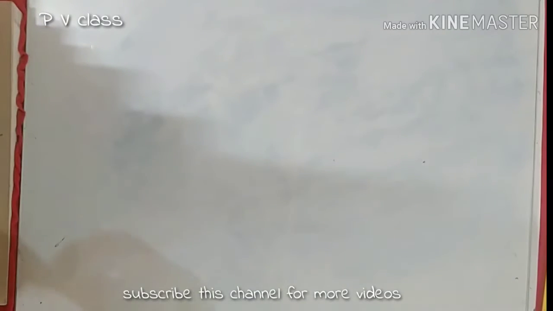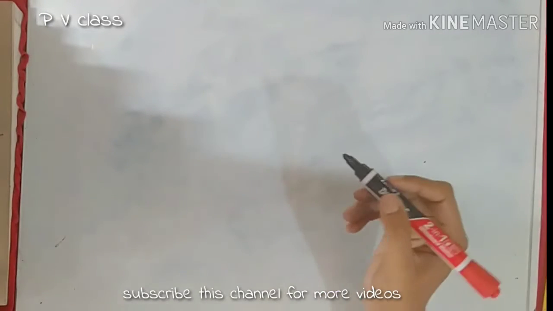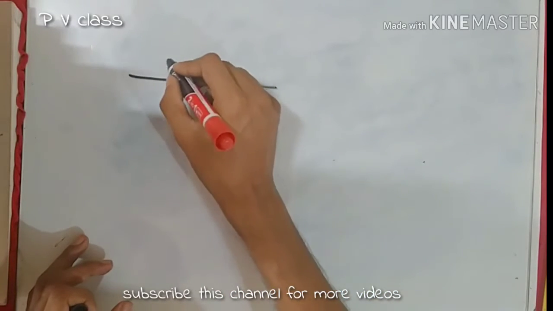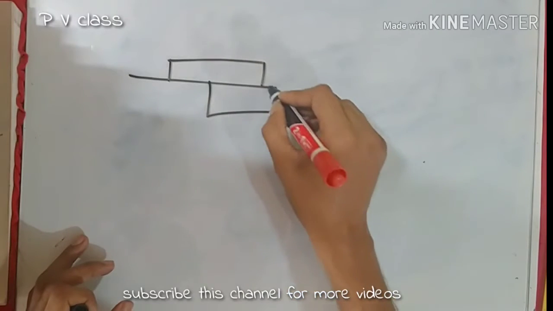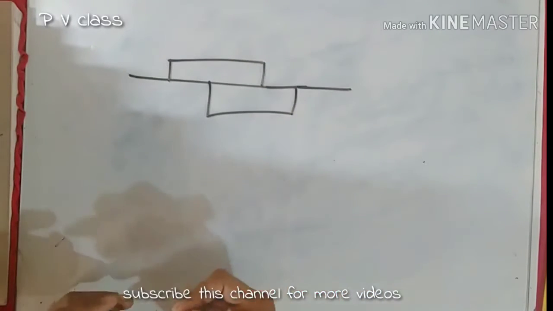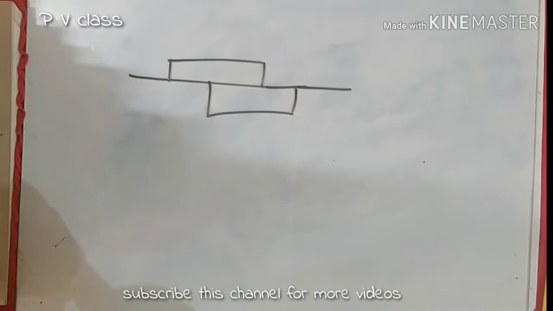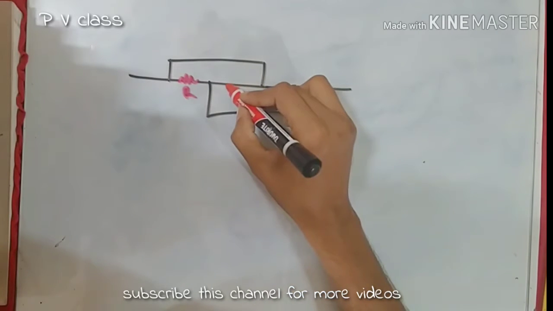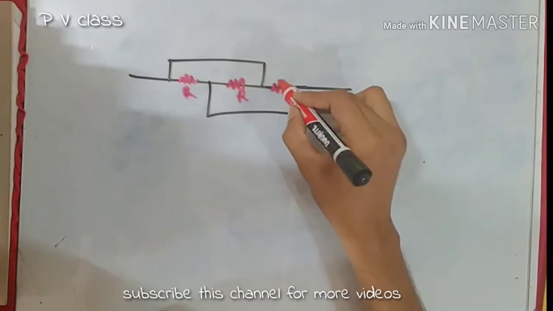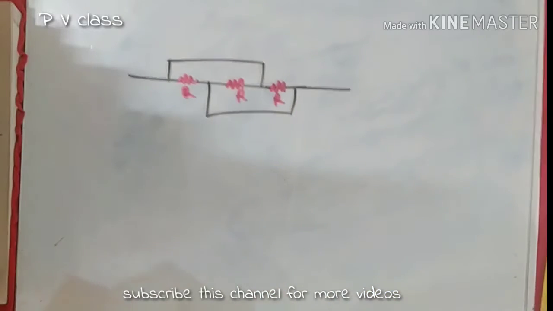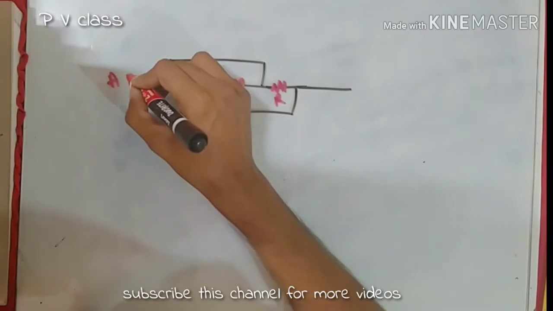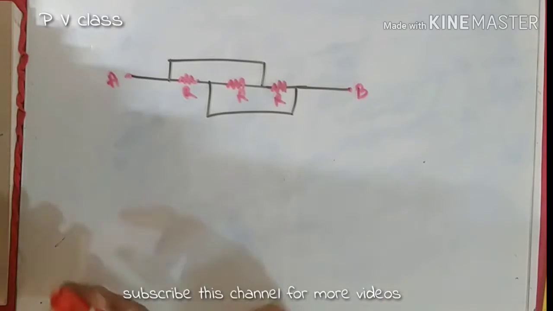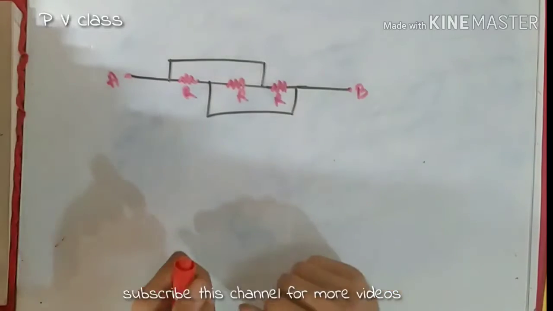Okay, now let's understand some tricky circuits. That is, if we are seeing a circuit like this, not like this, let me draw the resistors also. If we are having a circuit like this, which is having one resistor R over here, another resistor R over here, and the third resistor R over here, and this terminal is A, this terminal is B. Question is, find out the resistance between A and B.